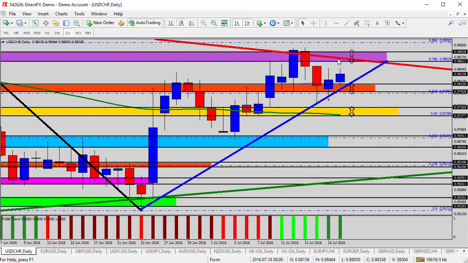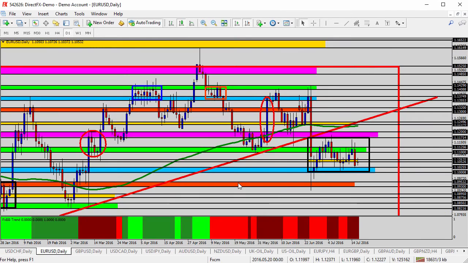So clearly an area that we want to watch this week will be between the orange zone here and the purple shaded area as resistance. At the current moment, I believe you want to buy in the direction of the uptrend for the U.S. franc. Let's go ahead and move on over to the euro dollar.